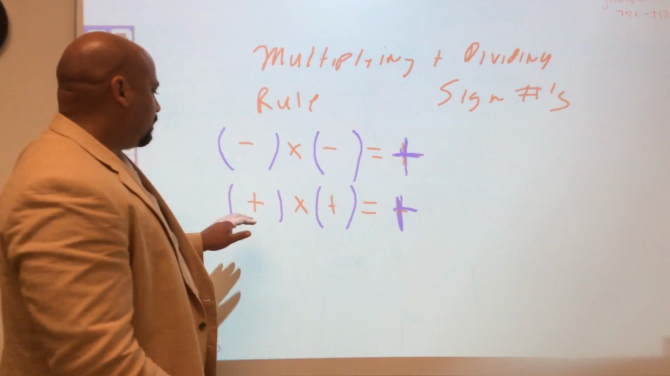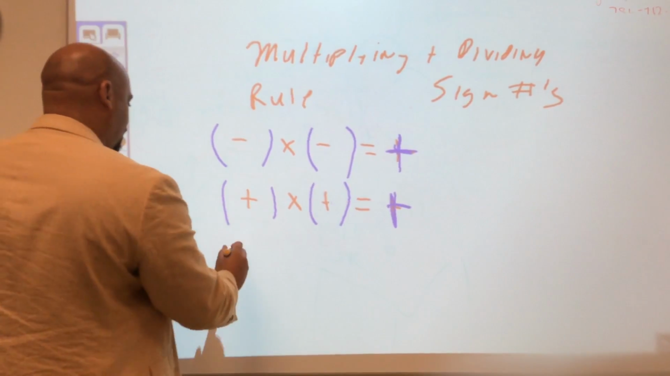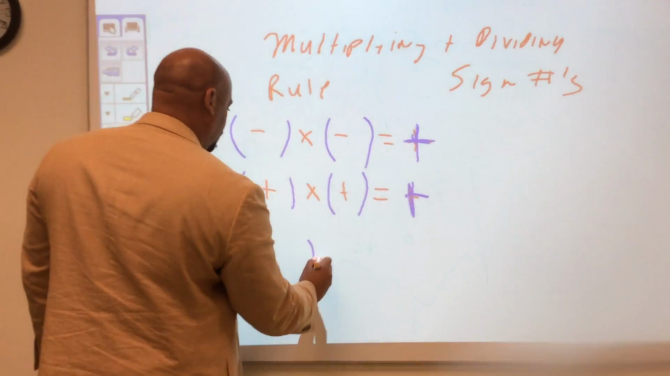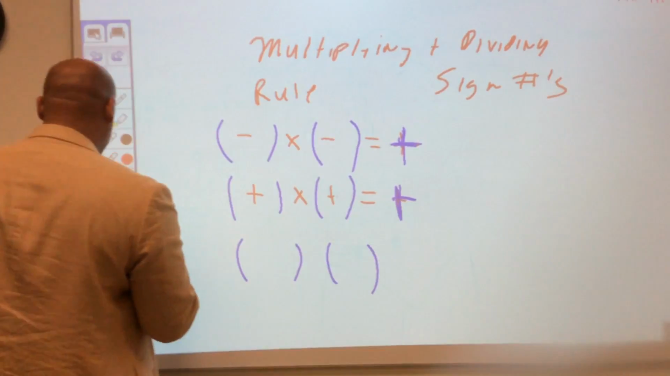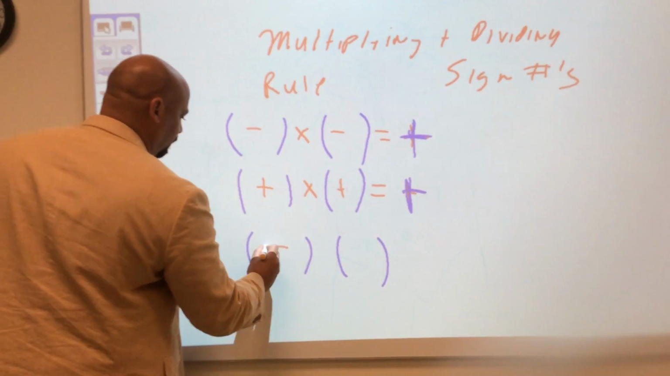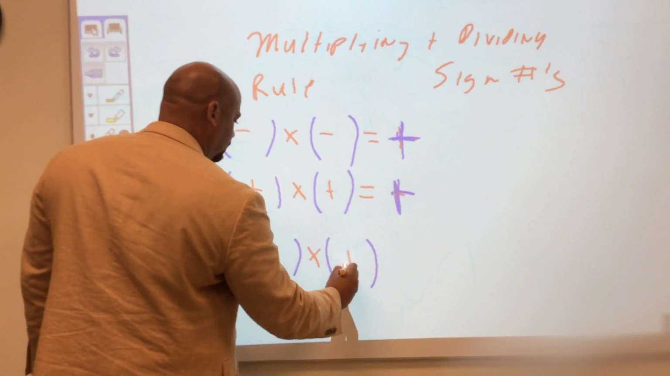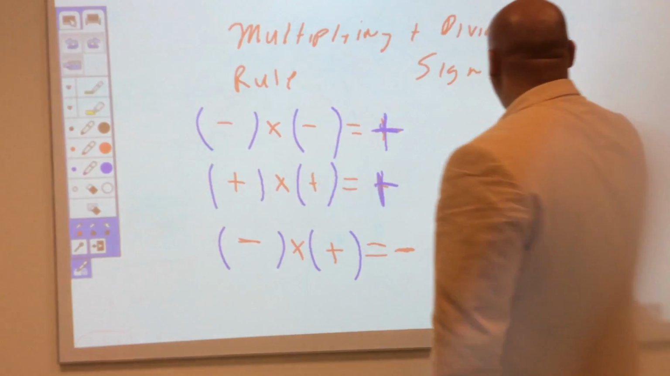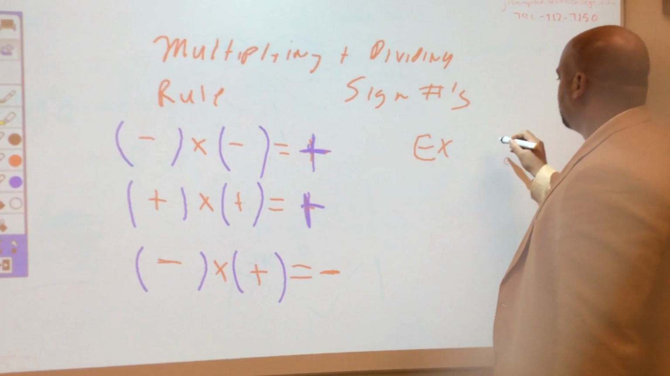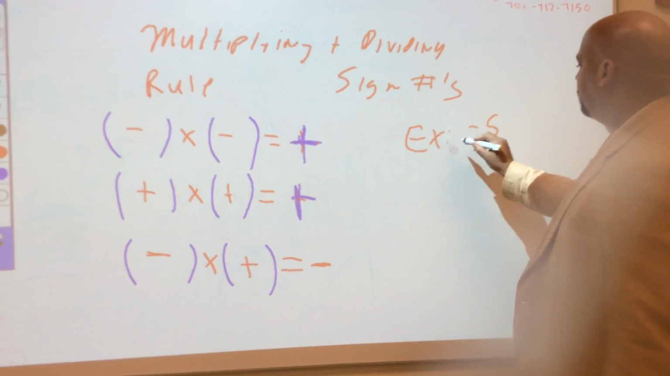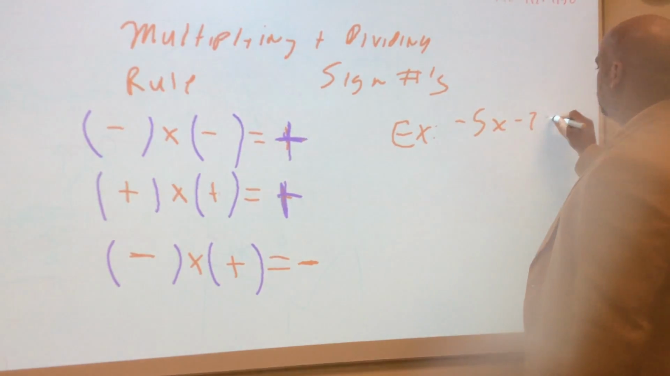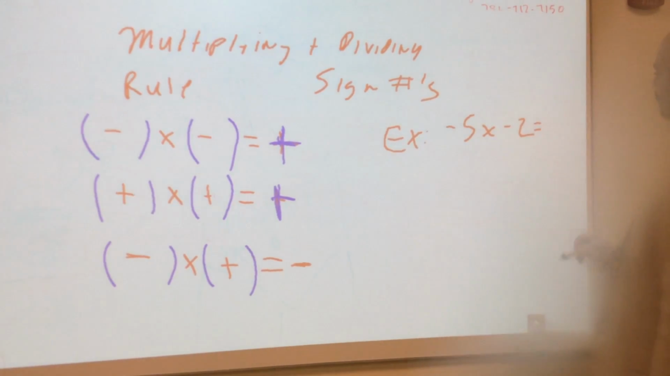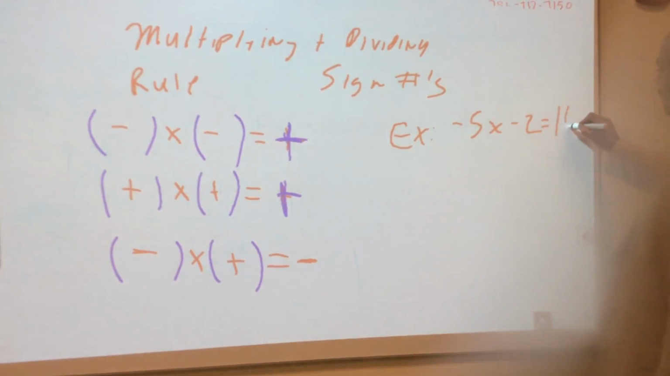Again, negative times negative is positive, positive times positive is positive, and here in this example, a negative times a positive is always going to be negative, okay? So an example would be negative 5 times negative 2. Well, a negative times a negative is a positive, so 5 times 2 is 10.